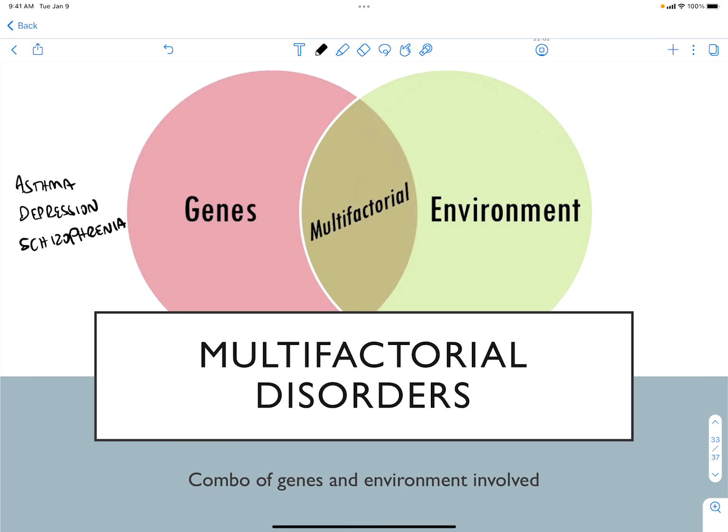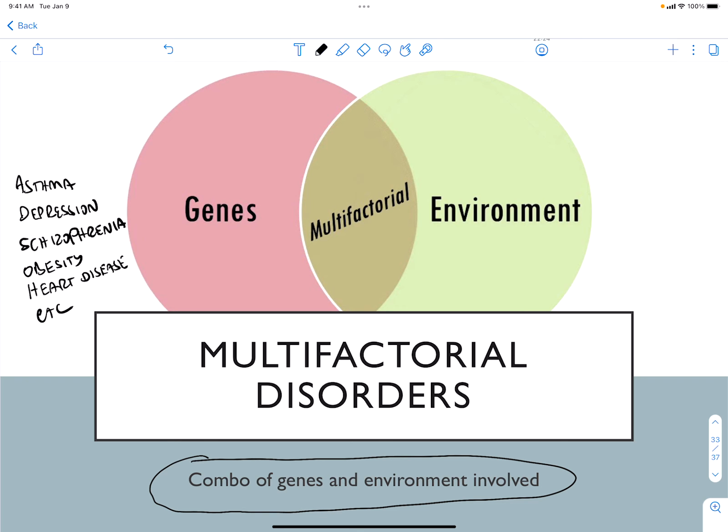High blood pressure, Alzheimer's, obesity, heart diseases, etc. So there are many of them. And so in general, you're going to have some sort of combination of gene input and environment input involved. So within this little diagram here, we have some diseases that are influenced only by genes. Down syndrome, for example. Down syndrome is a duplication of a chromosome, and so you have too much information.